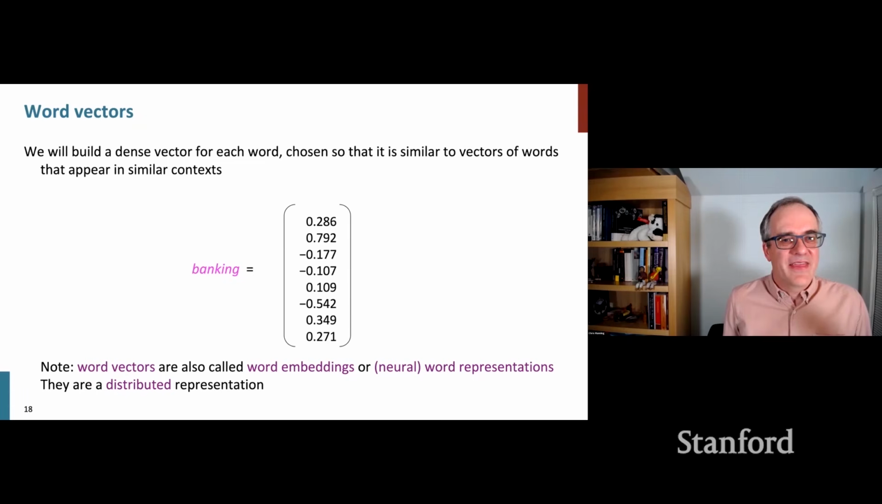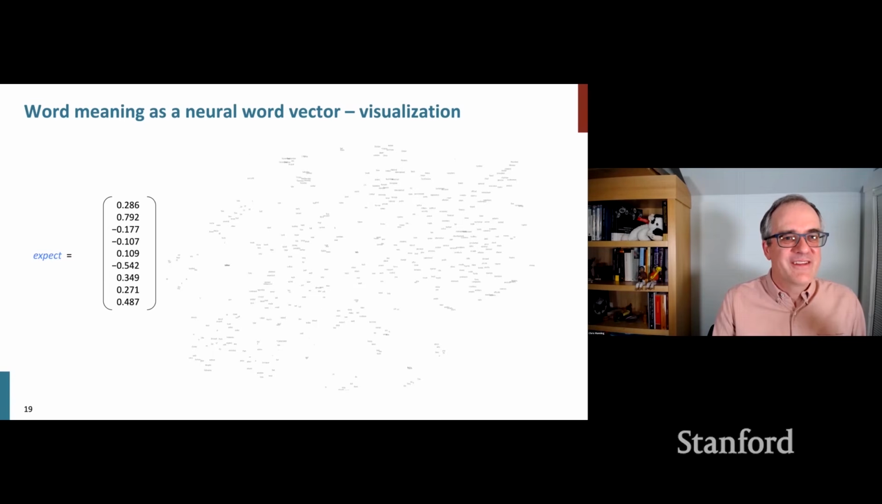These are also used with other names. They're referred to as neural word representations, or for a reason that will become clearer on the next slide, they're referred to as word embeddings. So these are now a distributed representation, not a localist representation, because the meaning of the word banking is spread over all 300 dimensions of the vector. These are called word embeddings because effectively when we have a whole bunch of words, these representations place them all in a high dimensional vector space. And so they're embedded into that space.